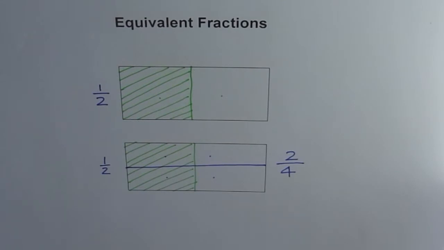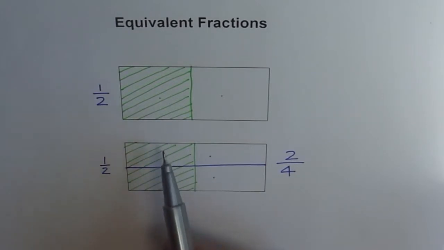So this kind of fractions are called equivalent fractions. They don't look equal because instead of 1, I have 2. Instead of 2, I have 4. But they are equal because we are talking about something which is shaded and it is the same as it was previous. Okay, let's do more.